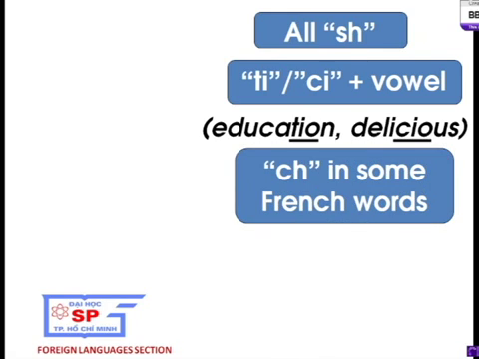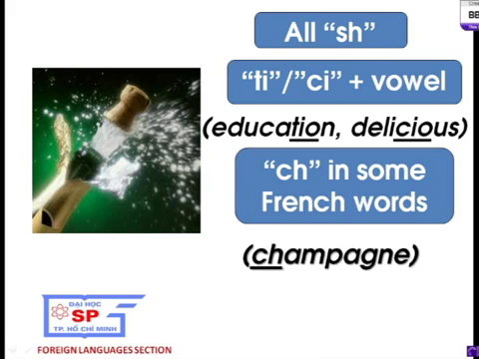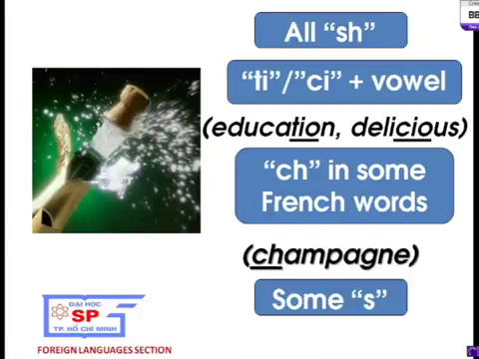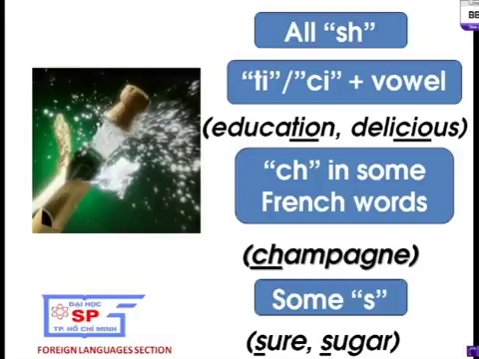And some CH in the French words are also pronounced as sh. For example, we have the word champagne. Finally, sometimes the letter S in some words is pronounced as sh too. For example, we have sugar or sure. So those are the rules which help you to identify when to pronounce the sound sh. And I hope that they will be helpful for you.